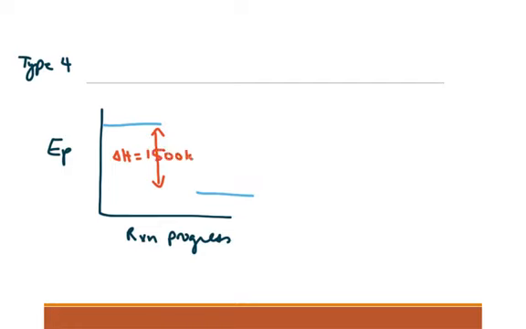I'm going to put EP here and reaction progress down here. Because it is exothermic, I'm going to start with a high amount of energy, and I'm going to end with a low amount of energy. And the difference in energy is that delta H value, which in this case is 1500 kilojoules, and it is negative 1500 kilojoules because it's dropping.